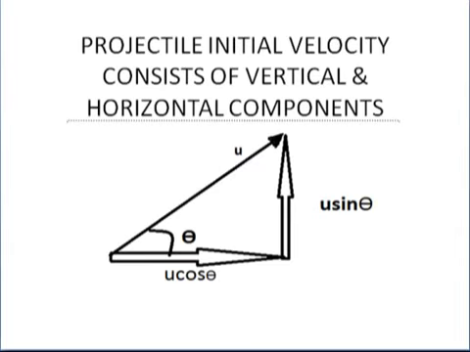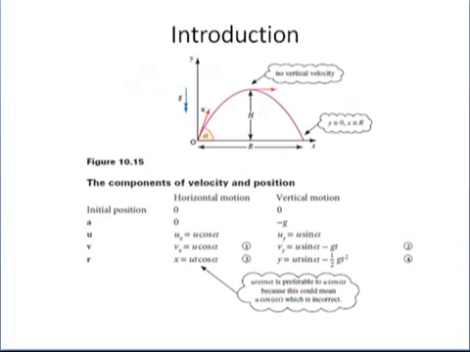So a projectile has an initial velocity that consists of a vertical and horizontal component. This diagram is an introduction of the components of velocity and position, where a is the acceleration. Horizontally the acceleration is 0, vertically it is minus g, because we're going against acceleration due to gravity. The initial horizontal velocity, ux, is u cos alpha. Initial vertical velocity, vy, is u sine alpha, and the final horizontal velocity is constant, just like the initial horizontal velocity. Final vertical velocity vy is u sine alpha minus gt.